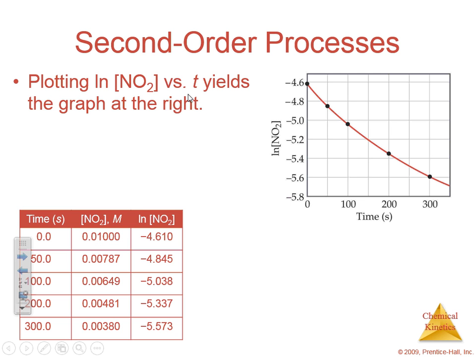the natural log of the concentration of A at t, in this example NO2, versus t. When we did not get a linear line, we know that's not a first order reaction.